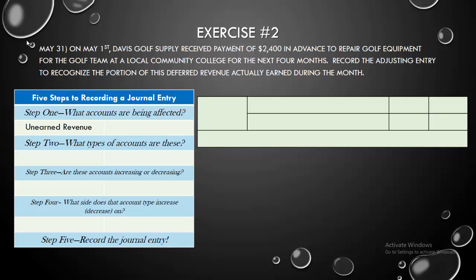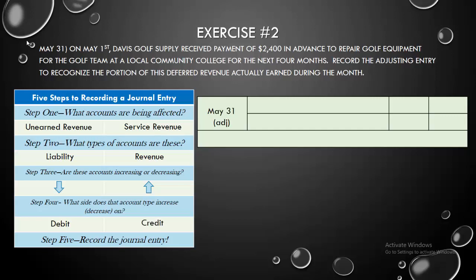And now that we're actually earning a portion of this, the other account has to be service revenue, which records the revenues that we actually earned during the period. What types of accounts are these? Unearned revenue, like I just said, is a liability, and service revenue is a revenue account. Are they increasing or decreasing? Since we performed a portion of this contract, we don't owe this local community college as much work, which means our liability has to be decreasing. Service revenue tracks how much revenue we got from actually performing the service during the period. While we worked on this golf equipment, we repaired it, which means we have to recognize more revenue. So liabilities going down, and liabilities always go down with a debit, and we have a revenue account going up, and revenues always go up with a credit.